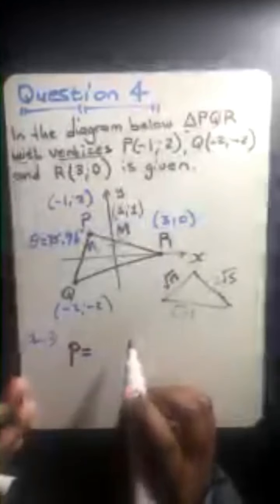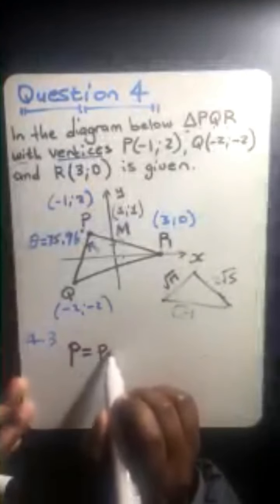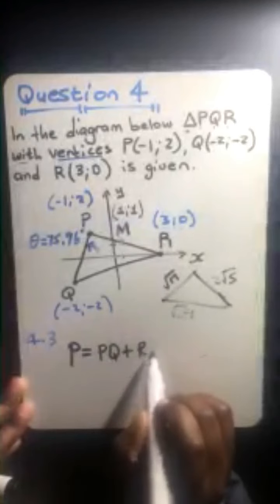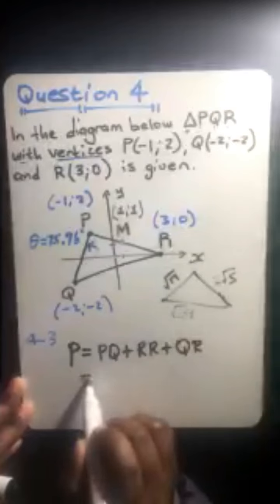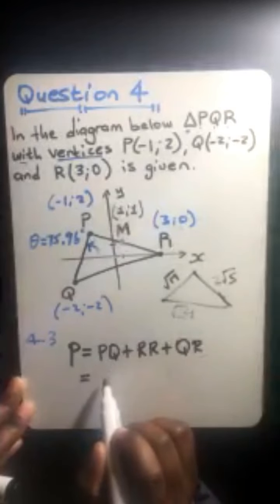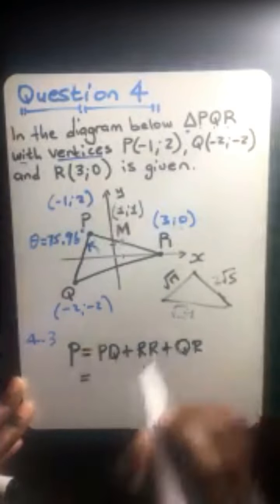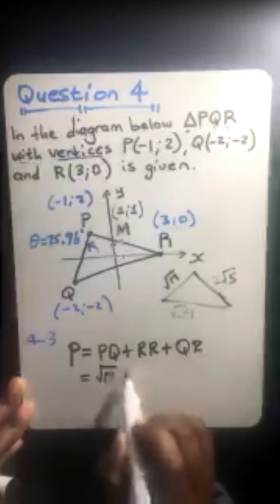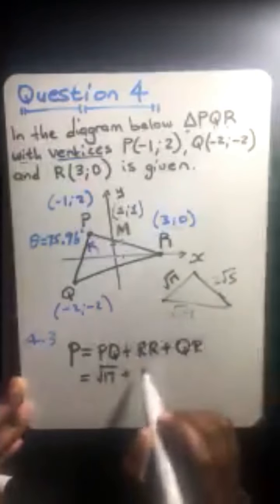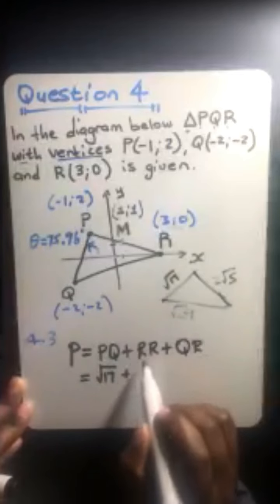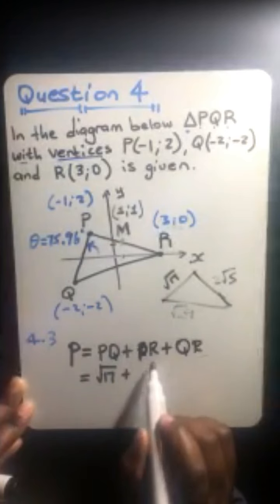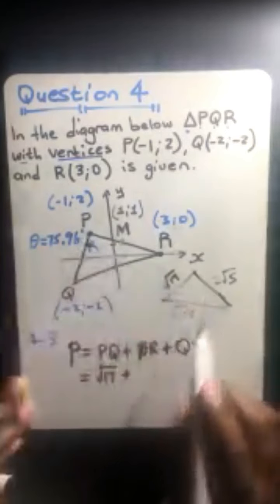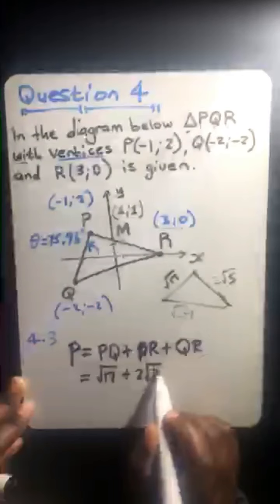So that means the perimeter is equal to PQ plus PR plus QR. What is PQ? PQ is square root of 17 plus, this is PR. PR is 2 square root of 5.